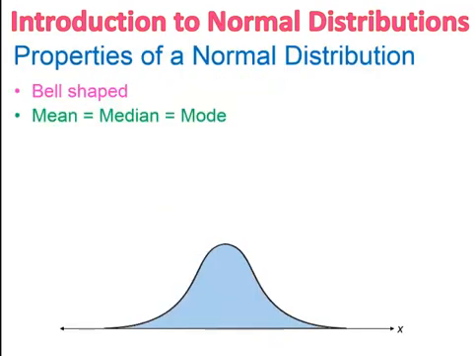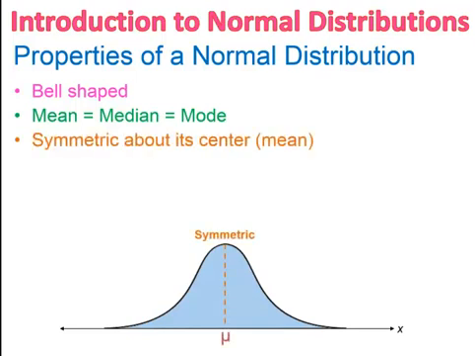So working with normal distribution, the properties are: it is a bell-shaped curve. The mean, the median, and the mode are equal, so the measures of central tendency all have the same value. Also, it is symmetric about the center, where the mean is. Symmetric means they cut the curve directly in two equal parts at our mean.